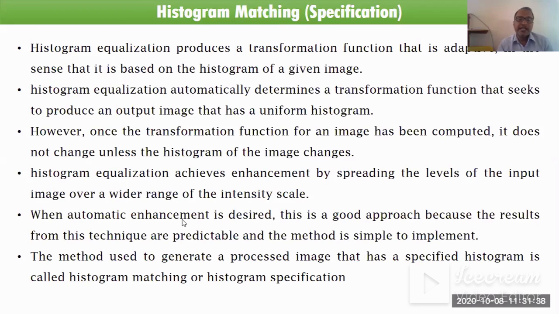So when automatic enhancement is desired, this is a good approach because results from this technique are predictable and it is very simple to implement. When we do the automatic implementation of histogram equalization, this technique is very important. But suppose you want to create a desired histogram, which we require as per the need. So in that case we can use the next technique, the method which is used to generate a processed image that will have a specific histogram, called histogram matching or histogram specification.